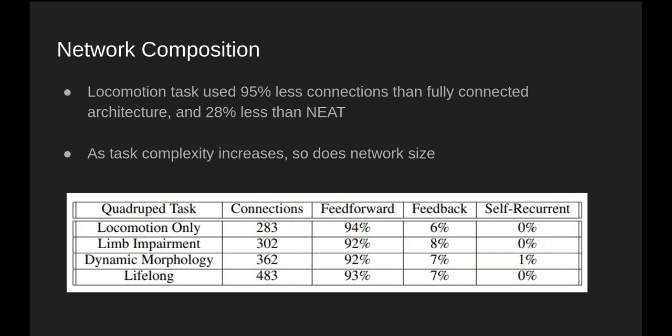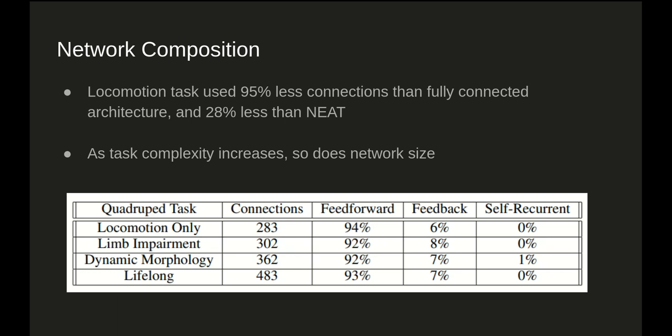One of the interesting observations from the network composition of the networks produced by random mutation search is that on the locomotion task, there were 95% fewer connections developed than the fully connected architecture, and 28% fewer than what was produced by NEAT. It was also noticed that as the task complexity increased, so does the number of connections in the network.